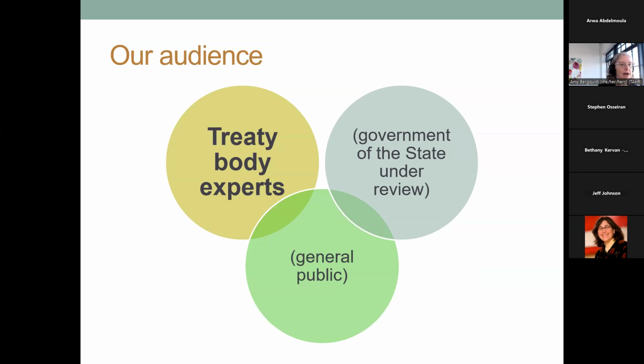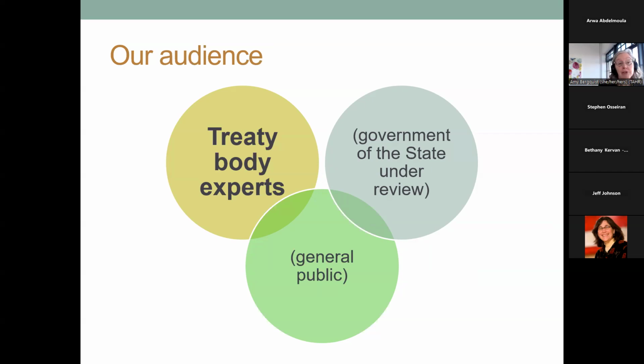They're our main audience. And again, we don't want to argue and present a lot of details about what Article 6, Paragraph 2 in the Covenant on Civil and Political Rights means. They know what that means. What they don't know is what's happening on the ground in Antigua and Barbuda about the death penalty, for example.